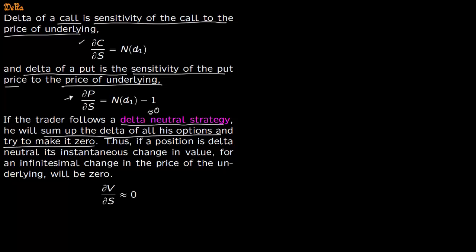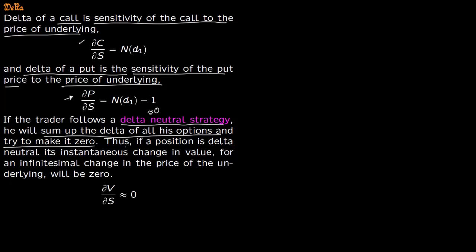So at the end of the day, once he has bought all the calls and puts, he will sum up their deltas and he will try to make the delta 0. So he will try to either buy more options or sell some of the options from his existing portfolio so as to make delta close to 0.